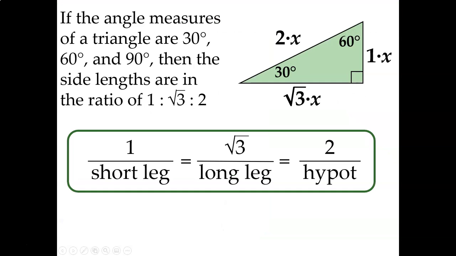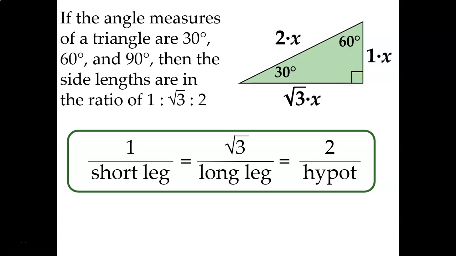And you could do something similar for a 30, 60, 90 triangle. The ratio of the side lengths in a 30, 60, 90 triangle is 1, square root of 3, and 2. 1 is referring to the short leg. The short leg is the one that's across from the smaller angle. Square root of 3 is referring to the long leg. The long leg is the one that's across from the bigger angle. And 2 is referring to the hypotenuse, which of course is the side across from the right angle.